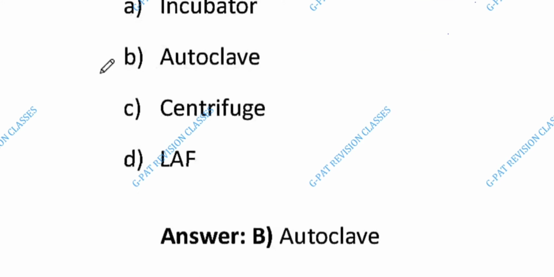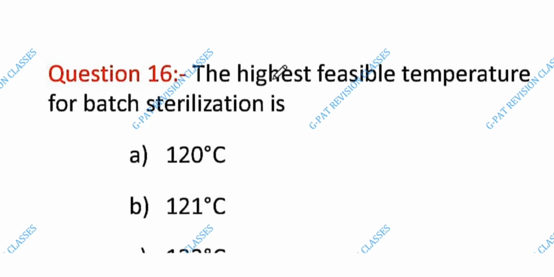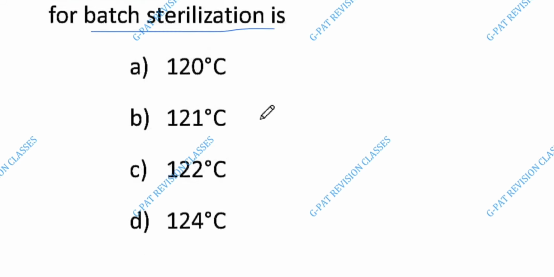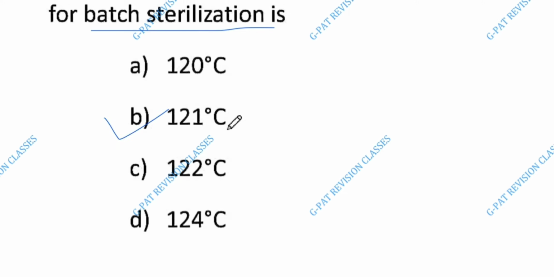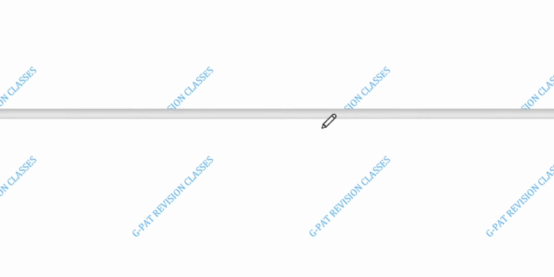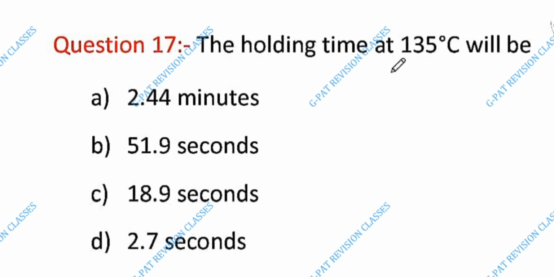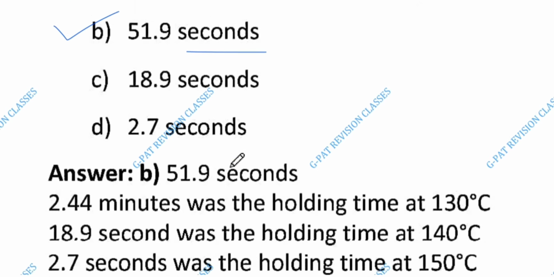The answer is B. Autoclave. Next is 16 question number. The highest feasible temperature for batch sterilization is. The answer is B. 121 degrees Celsius. Next is 17 question number. The holding time at 135 degrees Celsius will be. The answer is B. 51.9 seconds.